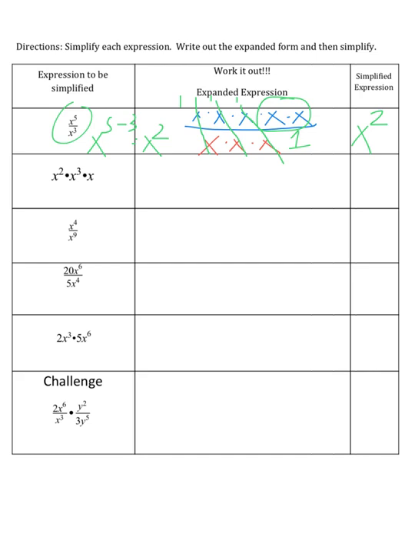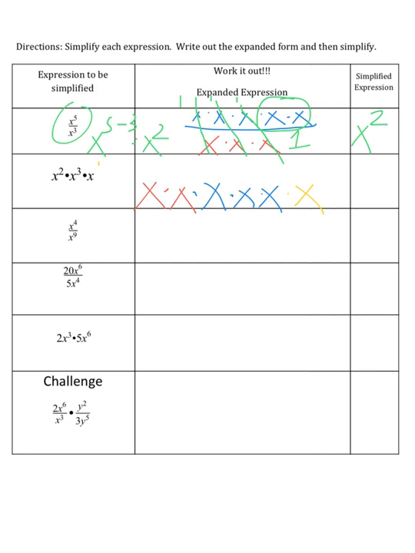For our next problem, we have x squared times x cubed times x. Once again, we're going to write this in expanded form. So x squared is x times x. X cubed is x times x times x. And last but not least, x is really just times x. And remember, that's really x to the first power. So always think of that as having an exponent of 1.